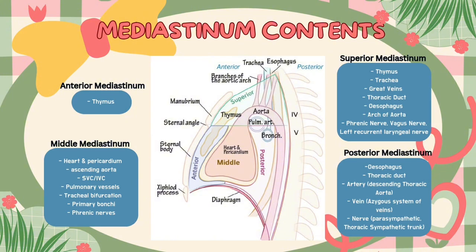Last but not least is the posterior mediastinum. The posterior mediastinum lies behind the pericardium and in front of the vertebral column, extending from T5 to T12. It contains the descending thoracic aorta, the azygos system of veins, the esophagus, the thoracic duct, and sympathetic and parasympathetic nerves. This region is closely related to the spinal column and autonomic nervous system, which control involuntary body functions such as heart rate and digestion.